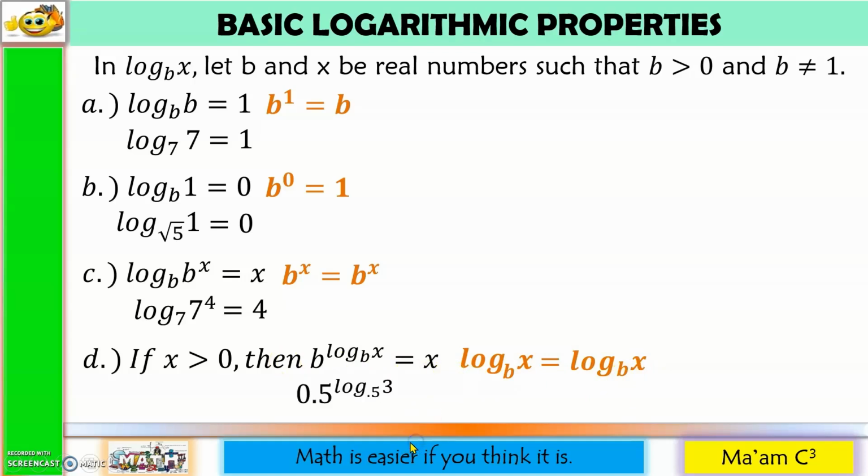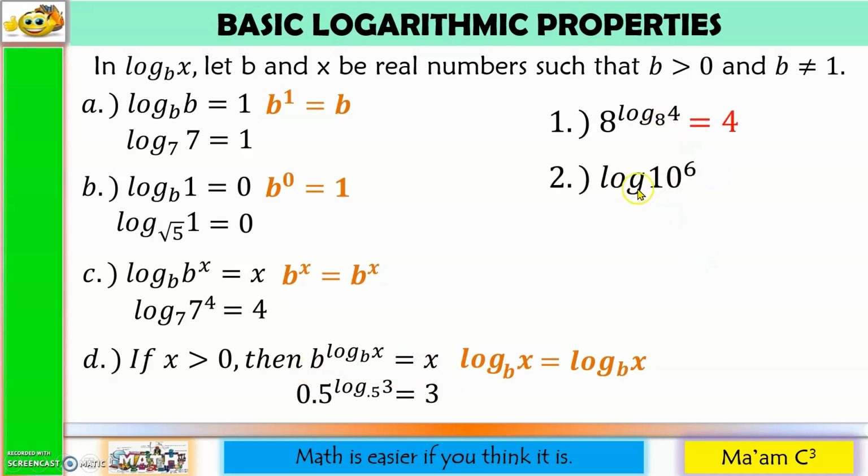So for instance, you have 0.5 raised to the log of 3 to the base 0.5. The answer here is 3. Let us have some more examples. So number 1, 8 raised to the logarithm of 4 to the base 8. This is property letter D. So the answer here is 4.